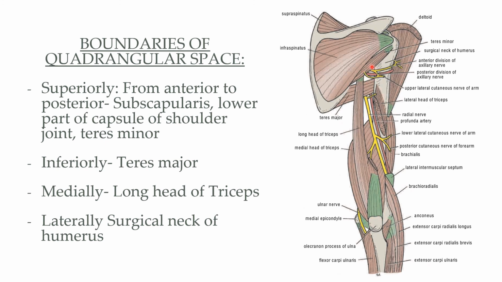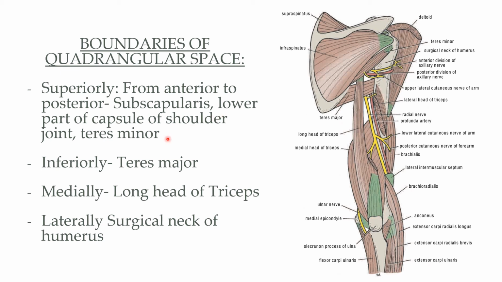So we may say that quadrangular space is bounded laterally by the upper end of the humerus, specifically the surgical neck of the humerus. Medially, it is related with the long head of triceps. Inferiorly, it is related with teres major muscle, and superiorly it is related with teres minor posteriorly, and anteriorly we have the capsule of the shoulder joint, and further anteriorly we have subscapularis muscle.